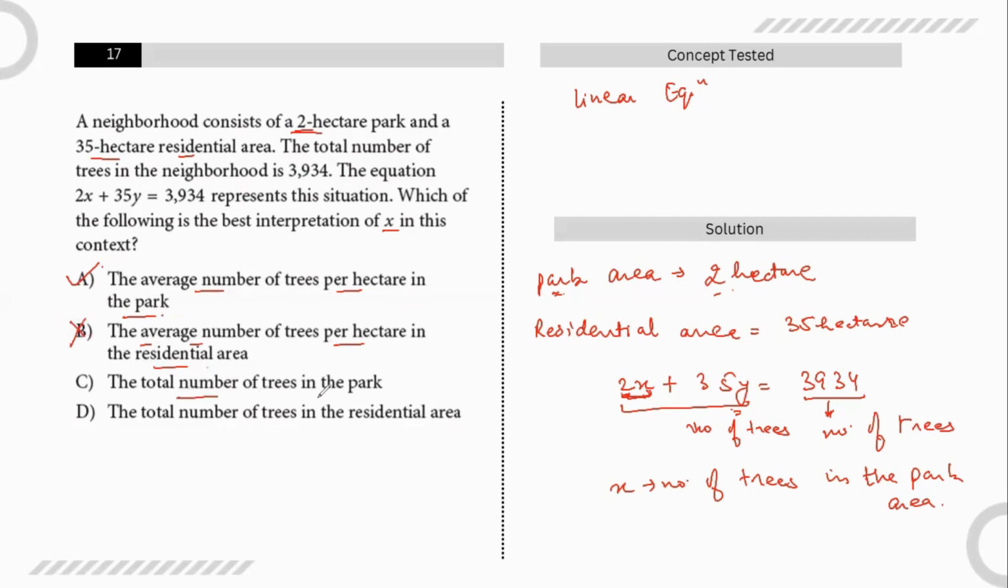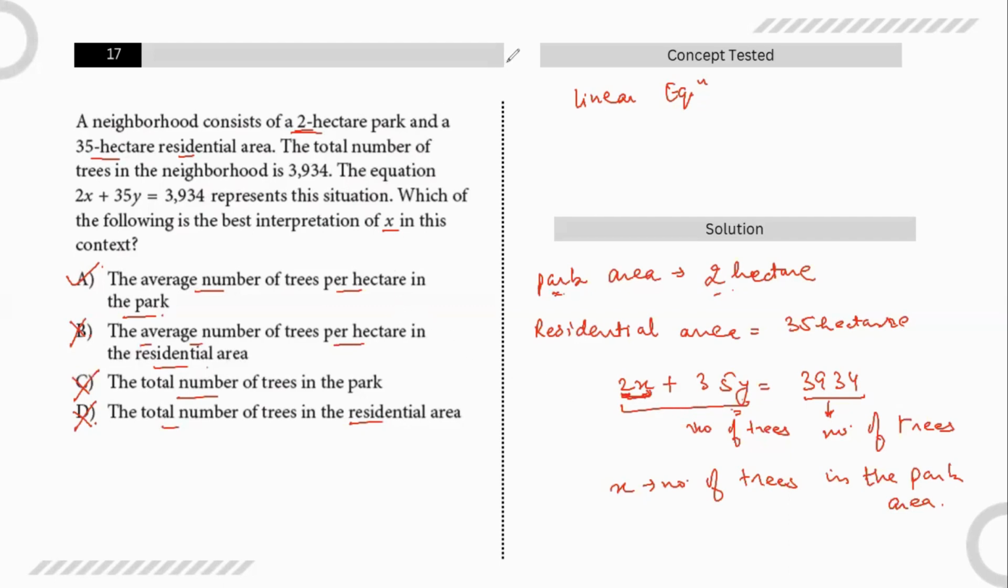Total number of the trees in the park. No, it can't be the total. X cannot represent the total number of trees. Total number of trees will be x plus y. And the total number of the trees in the residential area, that is actually not the case. Why? Because y will be the total number of the trees in the residential area. So D also goes away, A being the correct answer here. That's the average number of the trees per hectare. If 1 hectare has x, so 2 hectares will have 2x number of the trees in the park area.